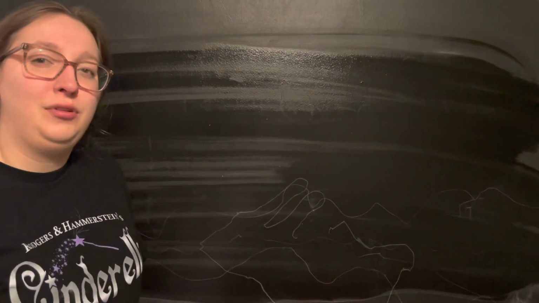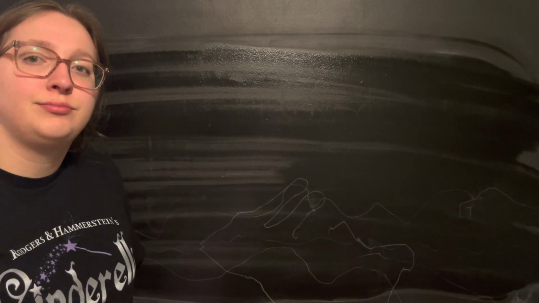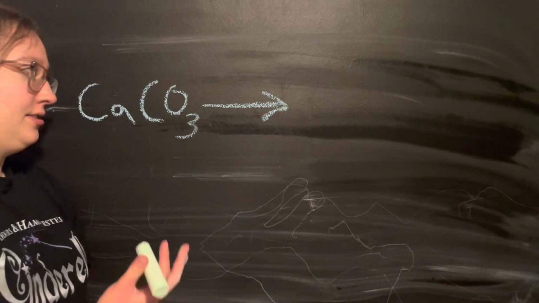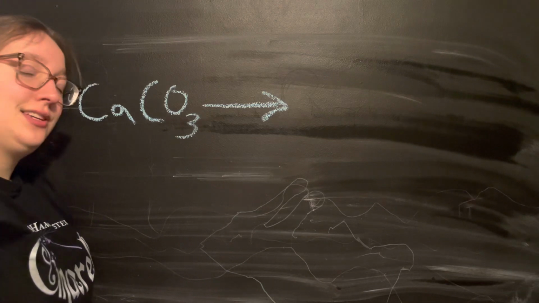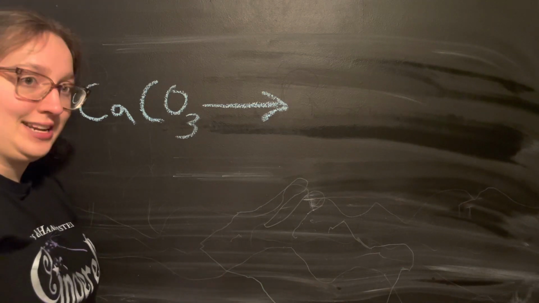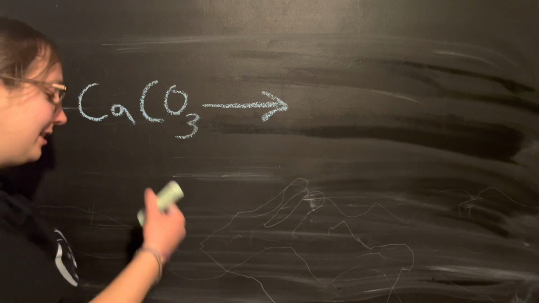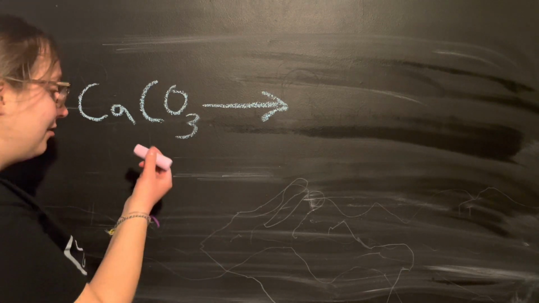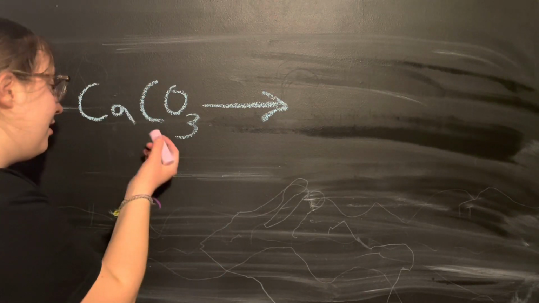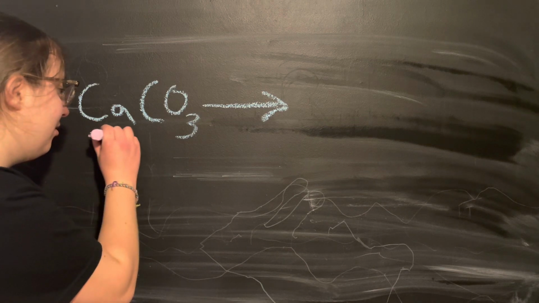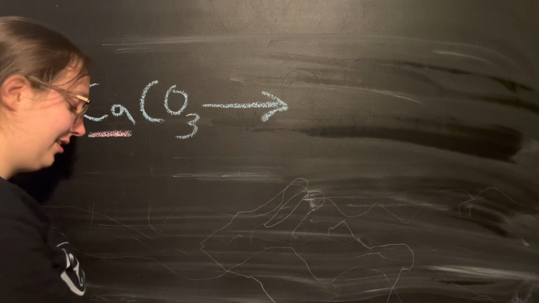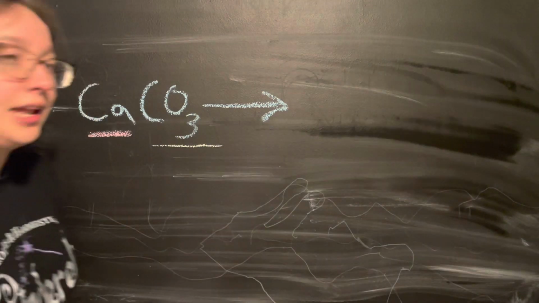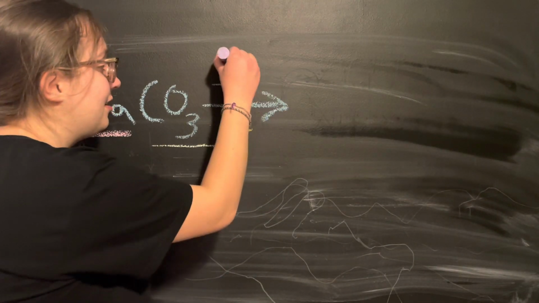Now let's look at a couple examples of how this works. If this is what we're given, first what we have to do is identify what we see so we can know how to break it down. So we look at this and we see calcium carbonate. What's calcium? It's a metal, so we have our metal and our carbonate. So this is what we're doing. We're doing our metal carbonate, and then you will apply heat.